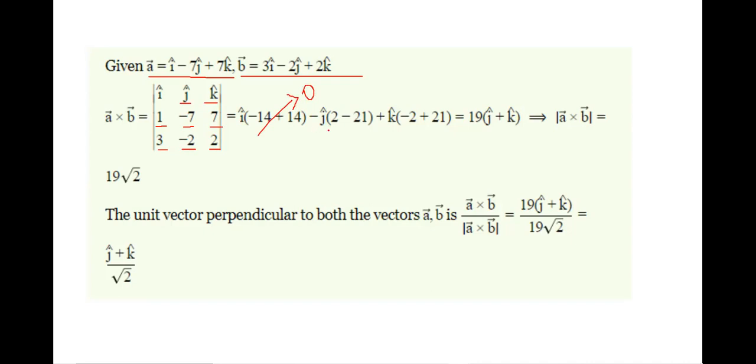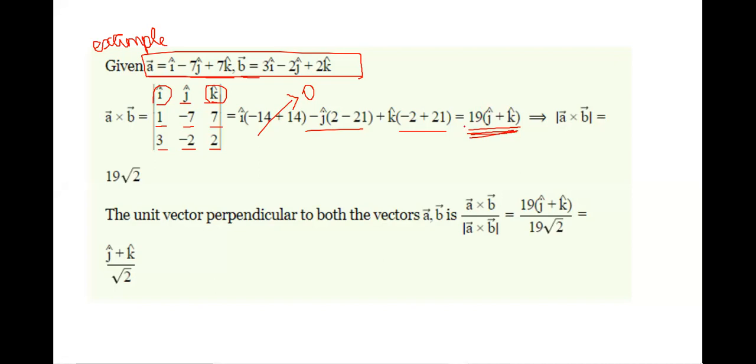And minus j cap of, so we will not consider j cap now. We will consider only the i cap and k cap. So 1 into 2 is 2, minus 7 into 3 is minus 21. That is minus 19 j cap. Minus of minus would be plus, so it is plus 19 j cap. So that would be 19 j cap plus 19 k cap, so 19 into j cap plus k cap. This is the result we have got.